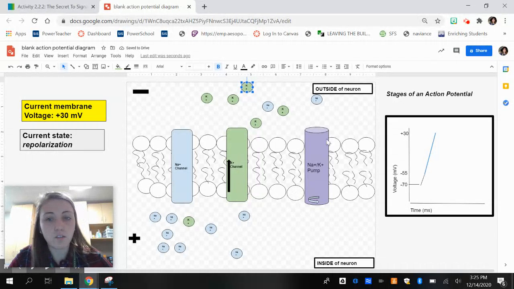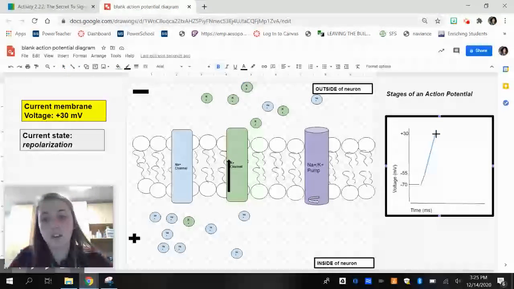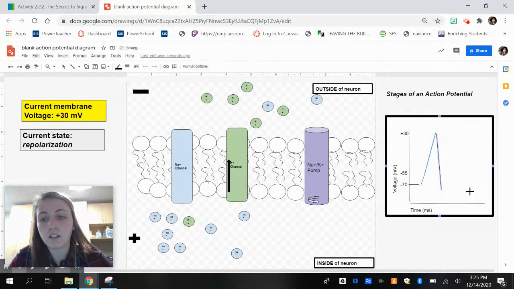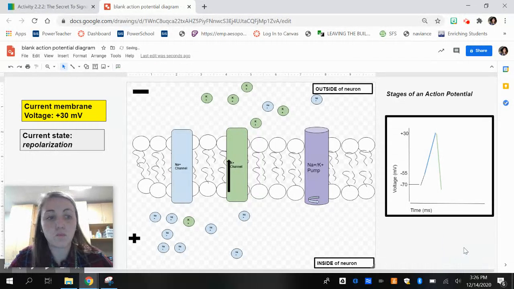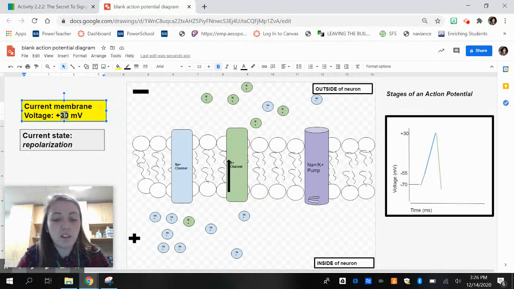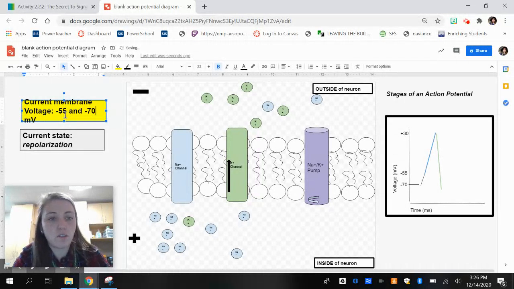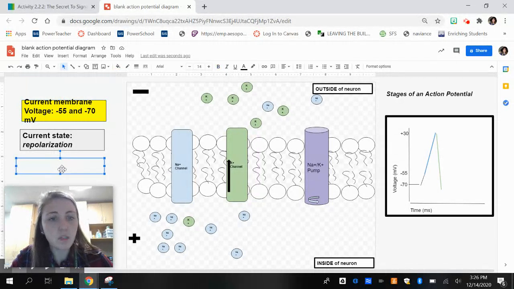But when they leave, that will cause the voltage to go back down because we are having positive stuff leave the cell. I'll go ahead and make that line thicker as well and change it to green. So that would be repolarization on your graph. And also now we are probably in between like negative 55 and negative 70 millivolts. This part can kind of change depending on what happens. But something that does happen, well, let me get back to this first.